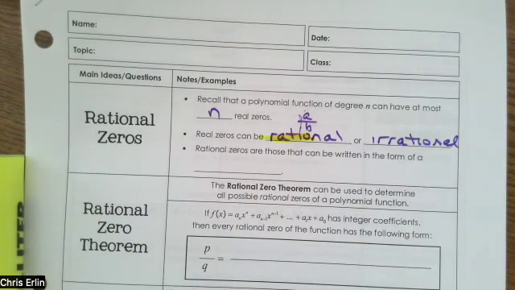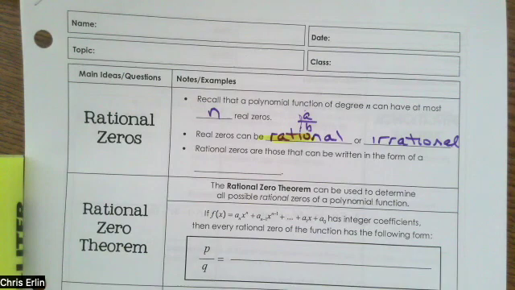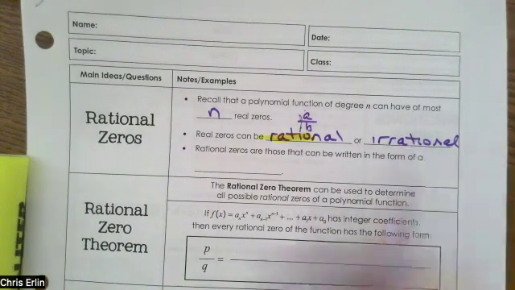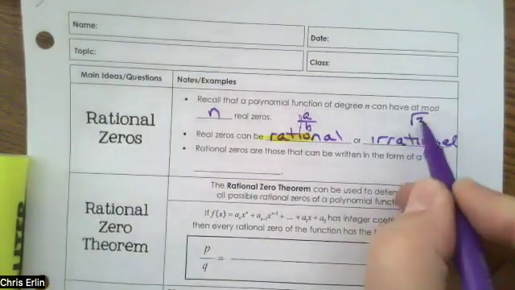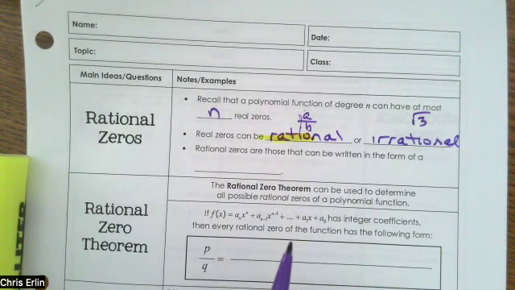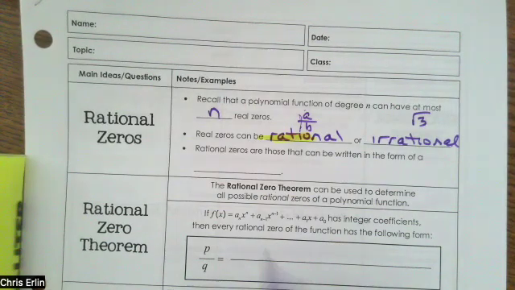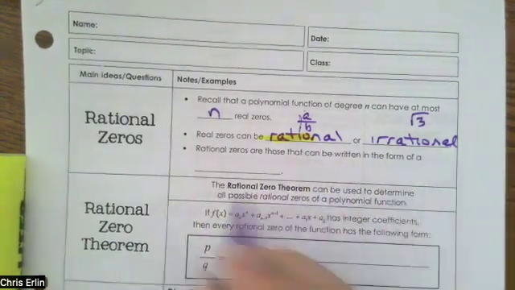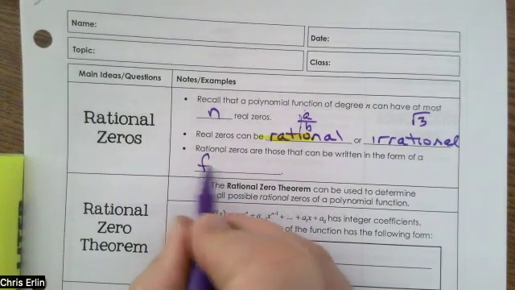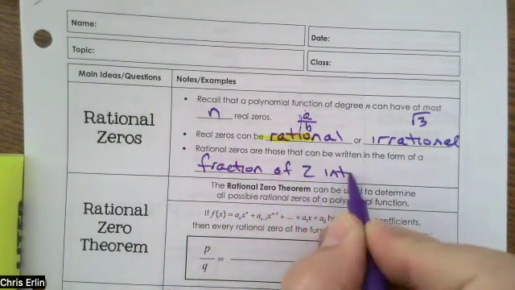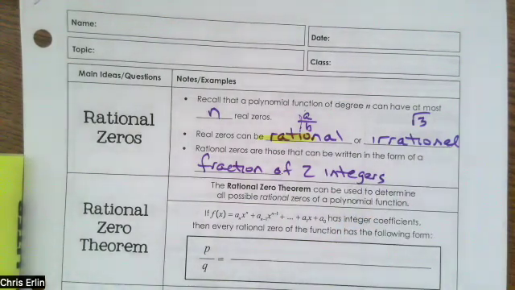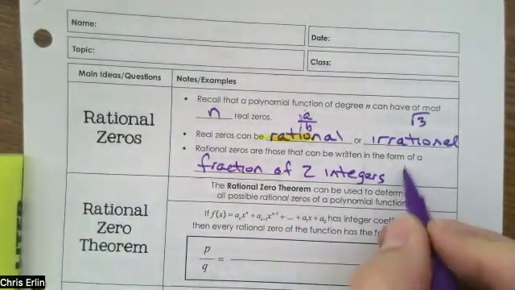So it could be 1/2. Could it be 6? Yes, because 6 over 1. What's an example of an irrational thing? Like root 3. You cannot express that as a fraction of 2 integers. Rational zeros are those that can be written in the form of a fraction of 2 integers, P over Q.